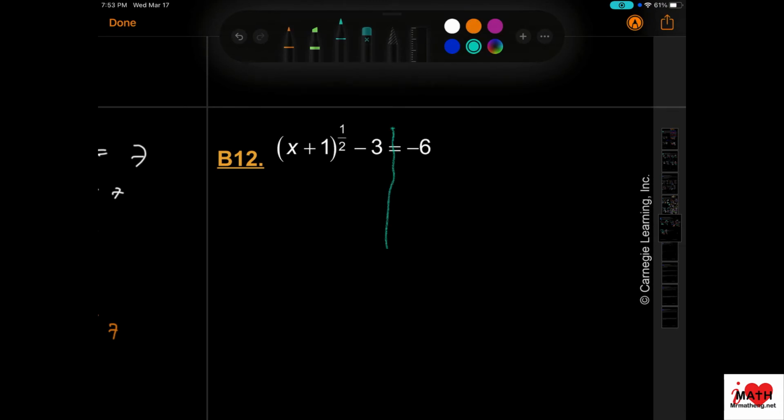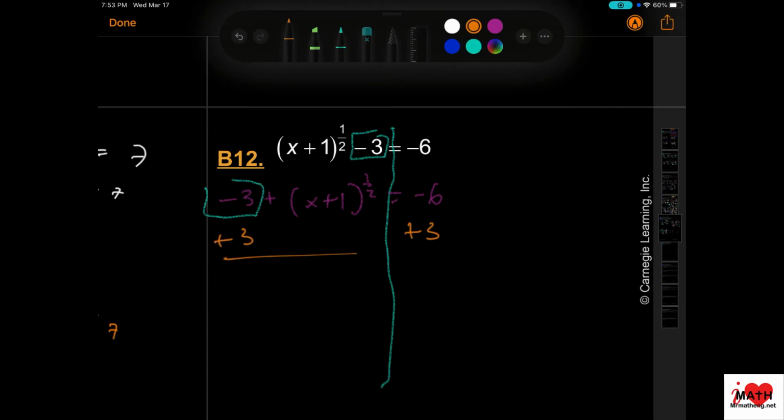We're going to isolate it by getting rid of that minus 3 first. Let's make this problem more difficult. A lot of students have difficulties if that negative 3 is in front. It's pretty much the same thing. Do you see this? It's the same thing. I would have to add 3 to get rid of this. So we have x plus 1 to the 1/2 power equals negative 3.